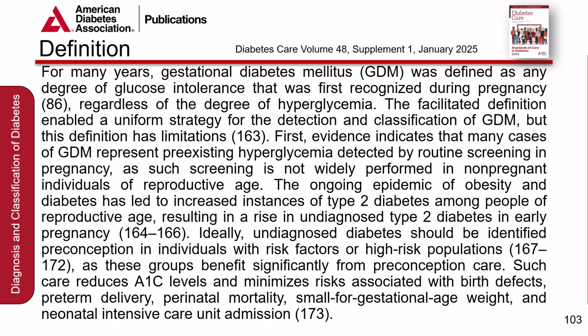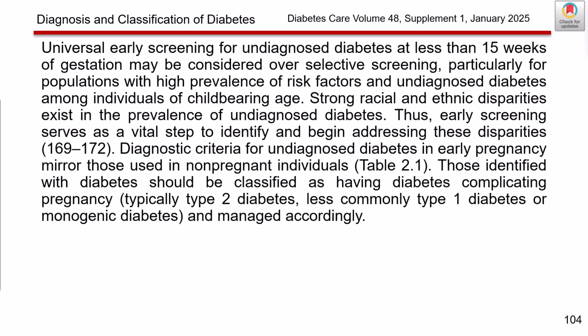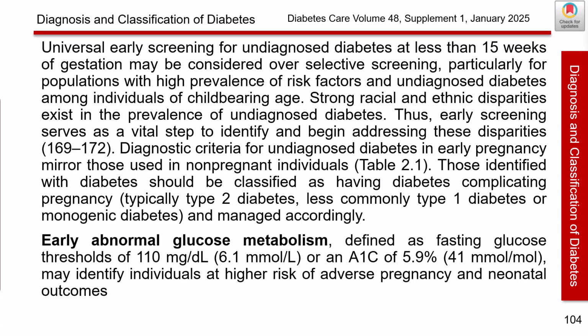Ideally, undiagnosed diabetes should be identified preconception in individuals with risk factors or high-risk populations, as these groups benefit significantly from preconception care. Such care reduces glycated hemoglobin levels and minimizes risks associated with birth defects, preterm delivery, perinatal mortality, small for gestational age weight, and neonatal intensive care unit admission. Universal early screening for undiagnosed diabetes at less than 15 weeks of gestation may be considered over-selective screening, particularly for populations with high prevalence of risk factors and undiagnosed diabetes among individuals of childbearing age. Strong racial and ethnic disparities exist in the prevalence of undiagnosed diabetes. Thus, early screening serves as a vital step to identify and begin addressing these disparities.